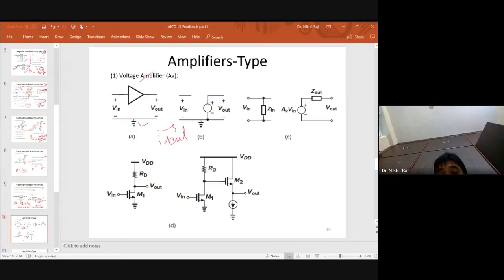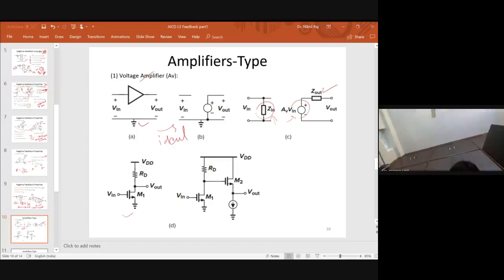In practical, what will there be? One impedance will be there. Ideally we assume there should be infinite input impedance, but in practical there will be some input impedance to the voltage amplifier, and internally there will be gain dependent on V in, and there will be certain output impedance. So this is your common source amplifier, and we say that this common source amplifier is nothing but your voltage amplifier, where the gain is Gm into Rd.